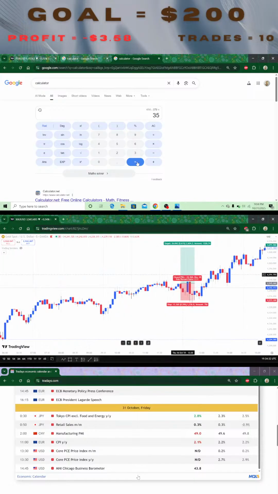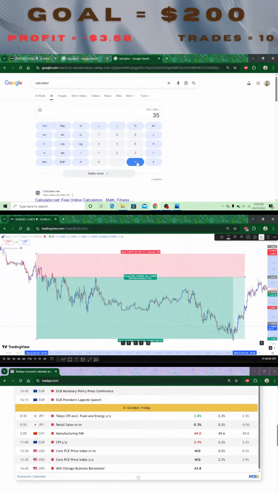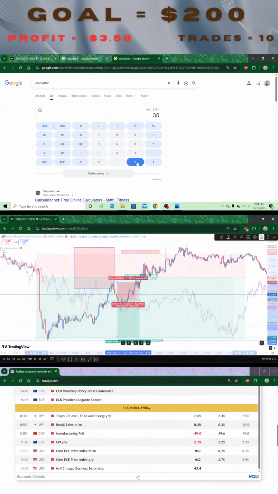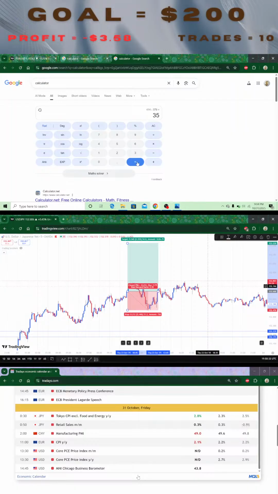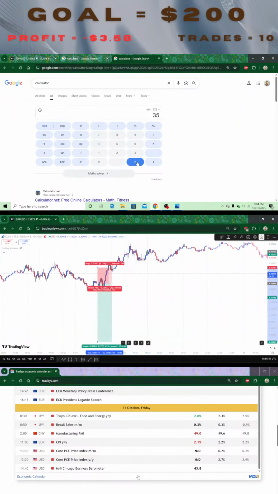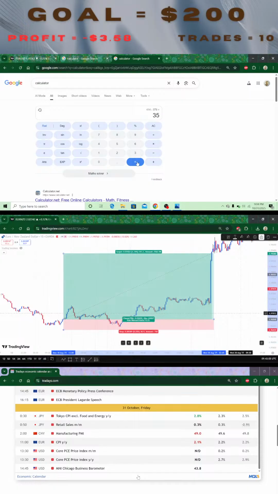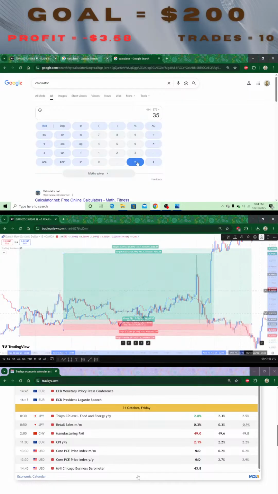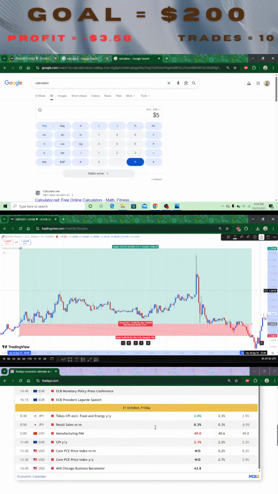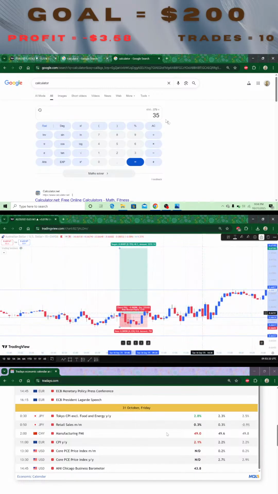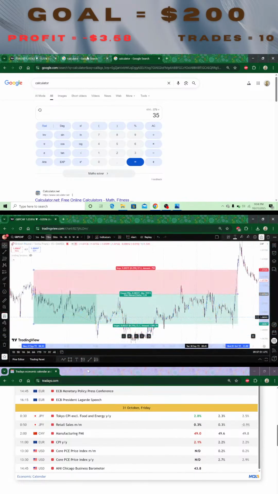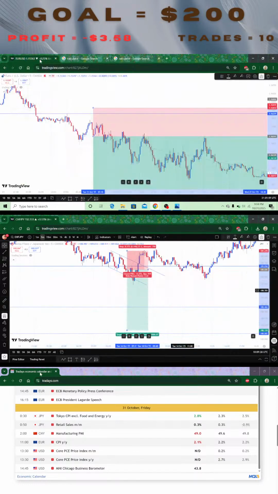For me, it's too much. 3.5 points, we're talking about 3 cents, right? Is it 3 cents? No, 3.5 points. That's 5 times 0.01, so that is 35 cents. 35 cents difference. The first cent difference is too much. It's crazy. For me, it's too much.